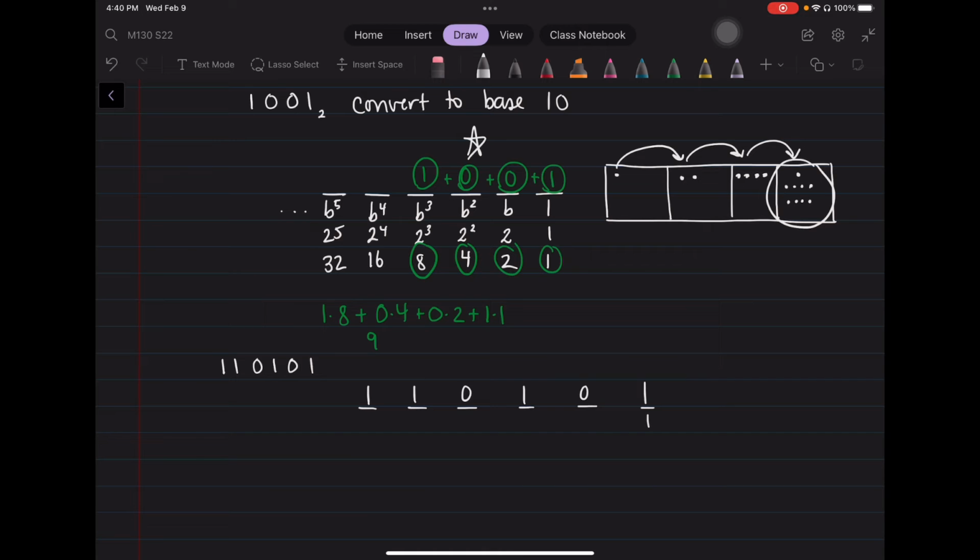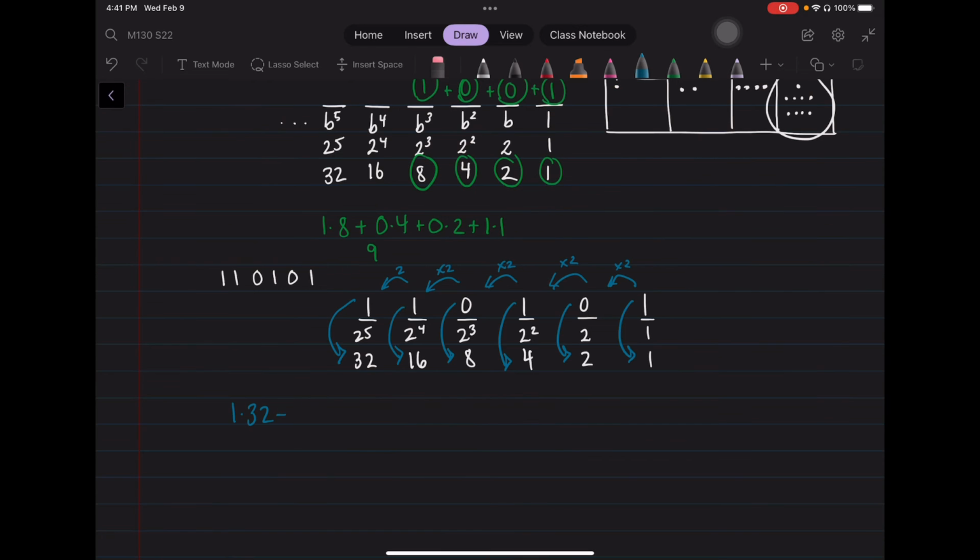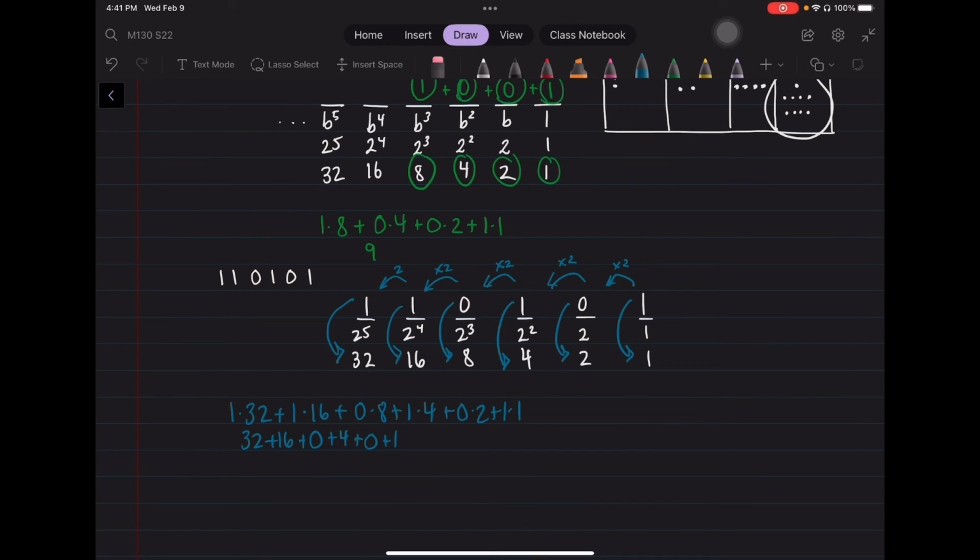Remember that the furthest right is always a 1, and then the next number is always the base. And then we use exponents to increase, doubling in this case. This is 2 squared, 2 to the third, 2 to the fourth, and 2 to the fifth. Or 32, 16, 8, 4, 2, and 1. As you can see, we are doubling each time we increase. I've got 1 32, 1 16, 0 8s, 1 4, 0 2s, and 1 1, which works out to be 32 plus 16 plus 0 plus 4 plus 0 plus 1, or 53. 53 in base 10 is the same thing as 110101 in base 2 or binary.